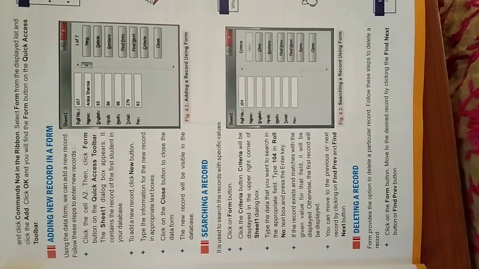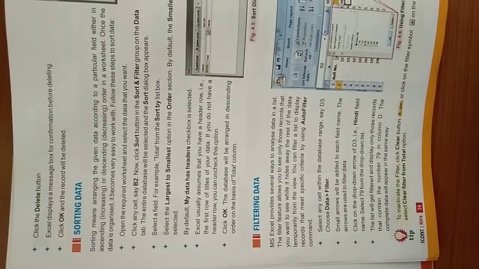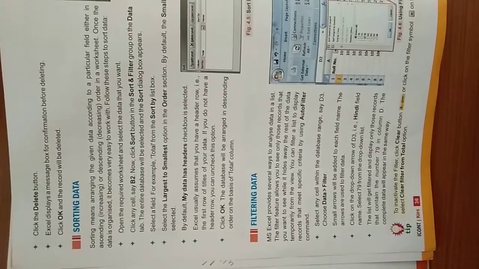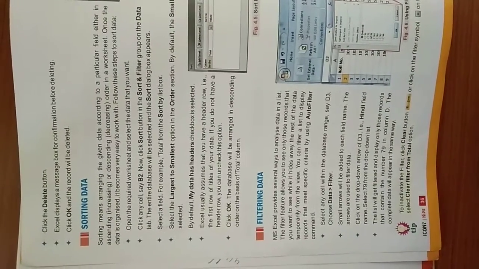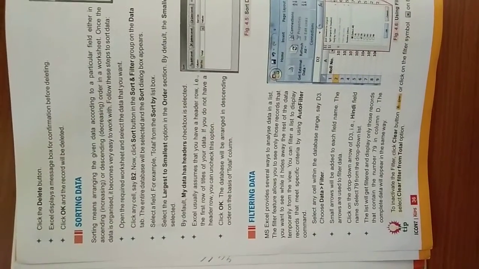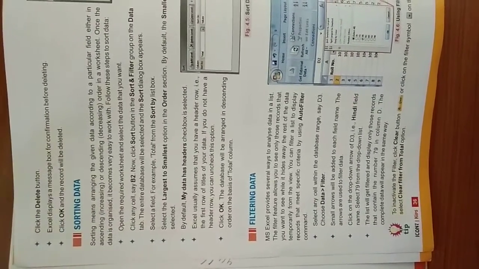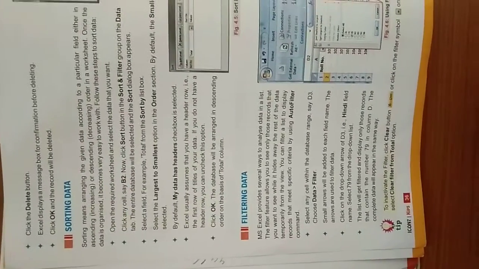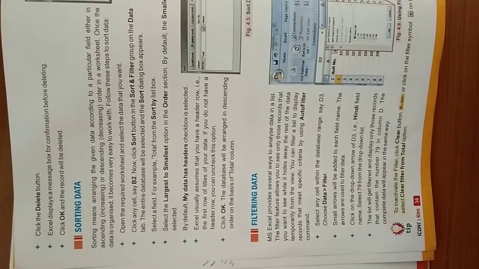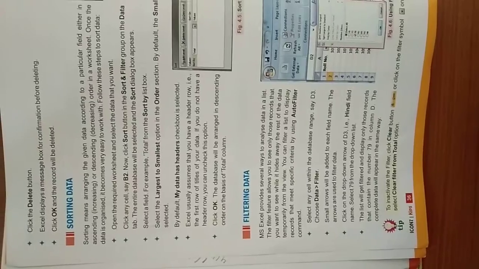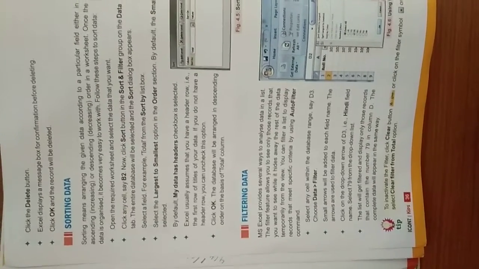Now, today we are going to start the remaining part of this chapter, that is sorting data. So, class, sorting means arranging the given data by a particular field, either in descending or ascending order, or in increasing or decreasing order. Class, it is our choice how we sort the data. Here, sort means arranging data. Once the data is organized, it becomes very easy to work with. Why? Because sorting helps us present data in a particular way.